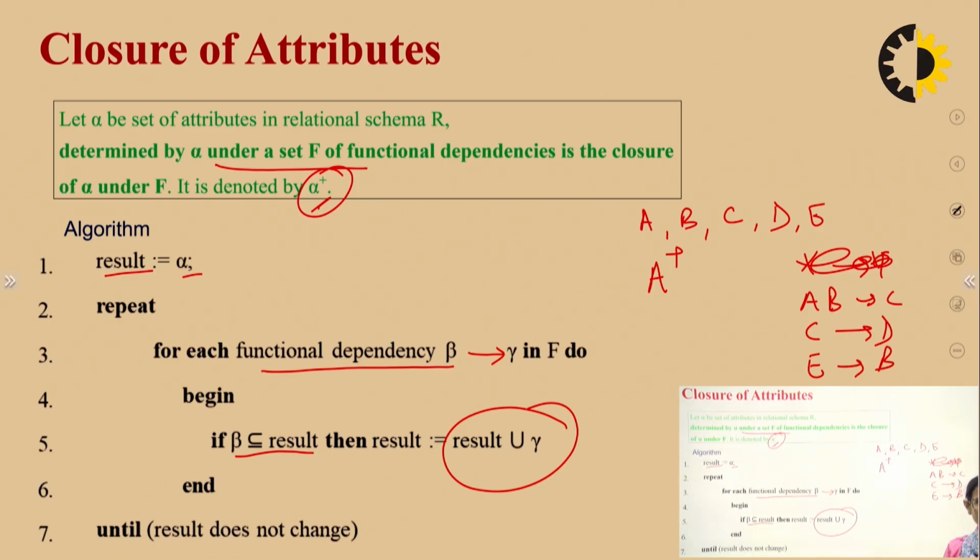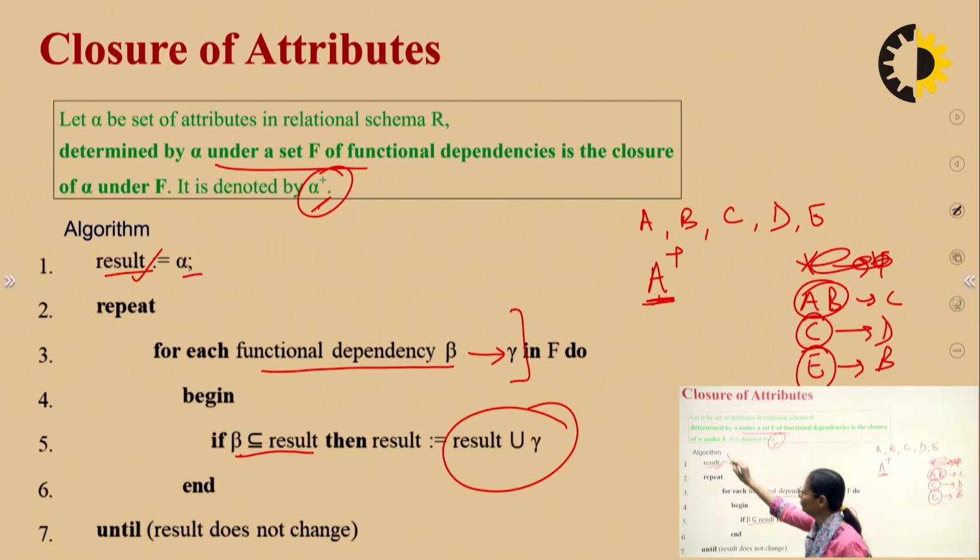So here, if I need to find out the closure of A, then in that case we will look in all the FDs, and if we find where the beta, that is your left hand side, is a subset of my result, then my right hand side becomes part of the result.